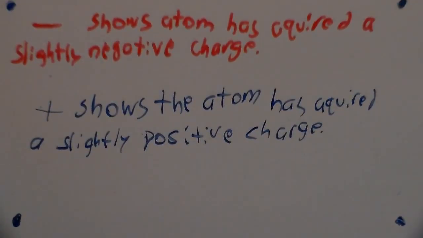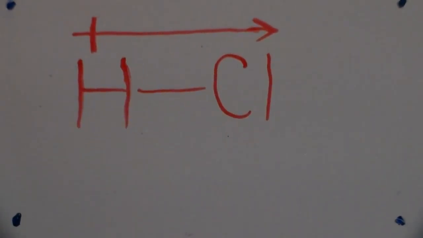The negative sign shows the atom has acquired a slightly negative charge, while the positive sign shows the atom has acquired a slightly positive charge. Another way to write the model showing the polarity of the two atoms would be by drawing an arrow over the equation and turning the end closest to the positive atom into a positive sign.